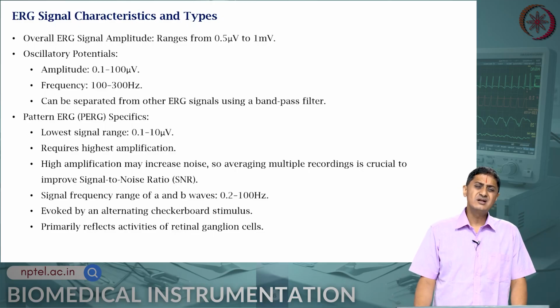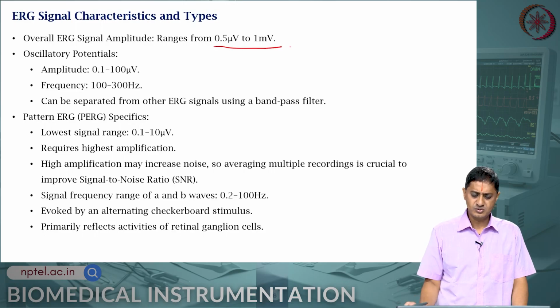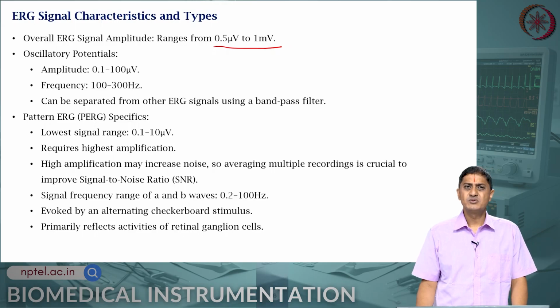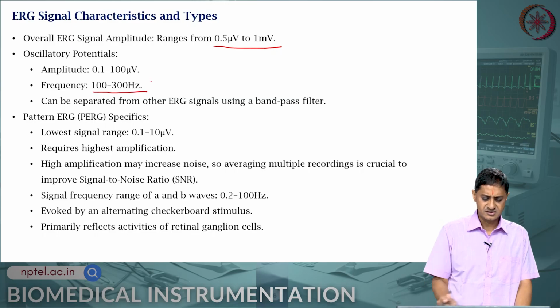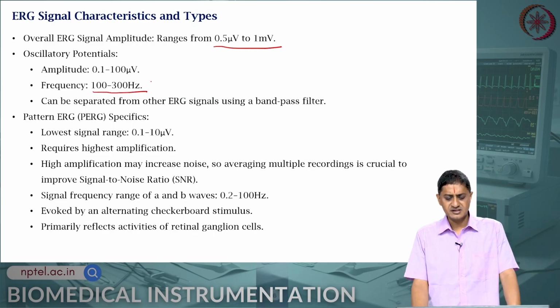Note that overall ERG signal amplitude ranges from about half a microvolt to about 1 millivolt, and the oscillatory potentials are between 0.1 to 100 microvolts, and the frequencies are in the range of 100 to 300 hertz and can be generated from other ERG signals using band pass filters. These are the oscillatory potentials.